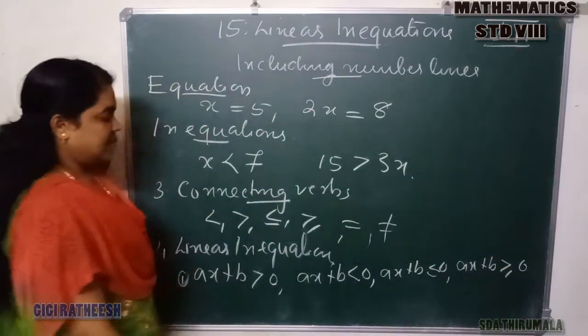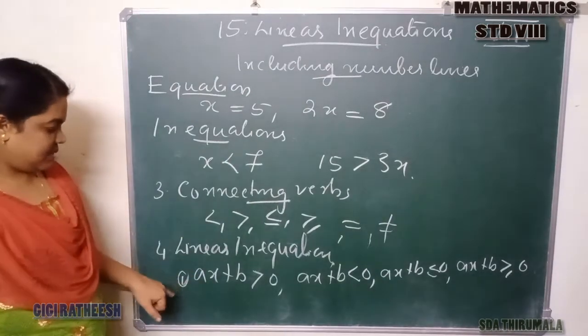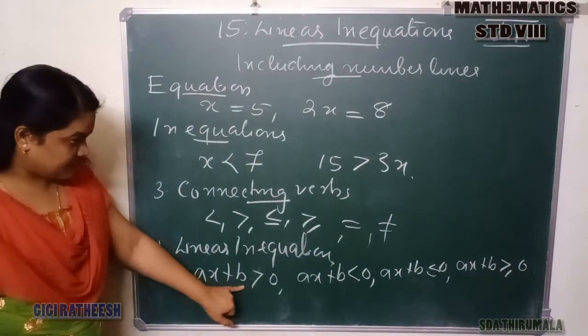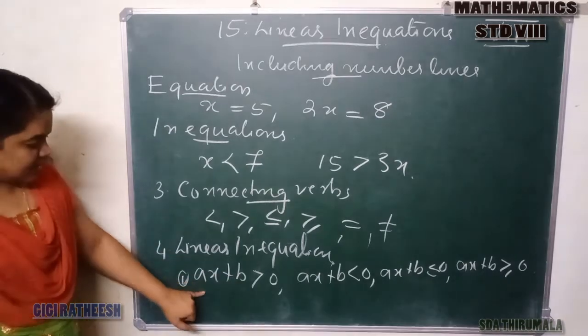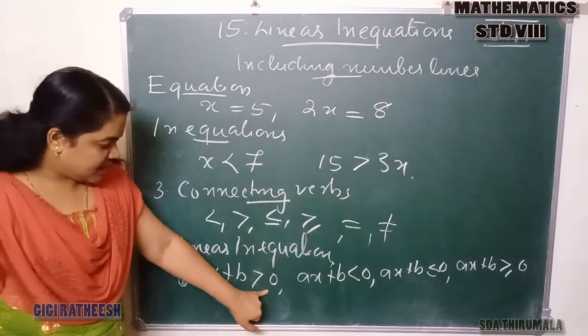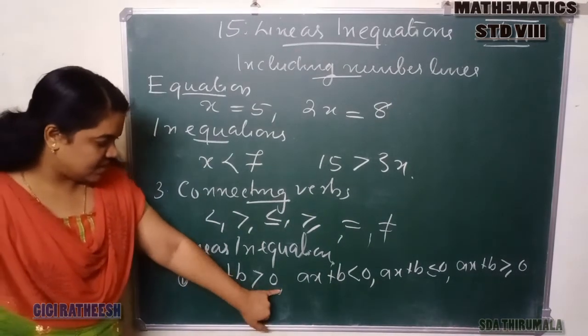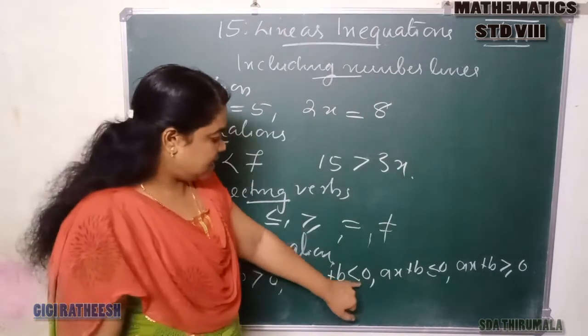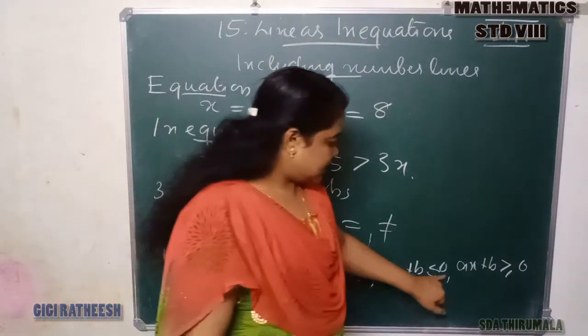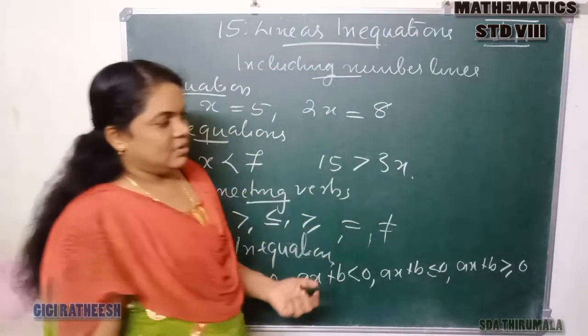These are linear inequations, where a and b are real numbers. We can write ax plus b greater than 0; these are inequalities. That is, ax plus b greater than 0, ax plus b less than 0, ax plus b less than or equal to 0, ax plus b greater than or equal to 0.